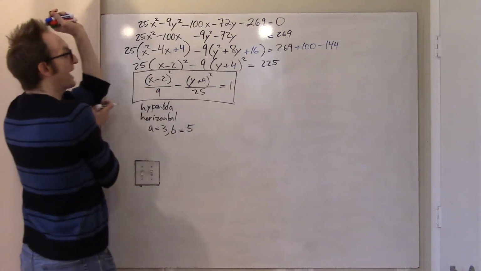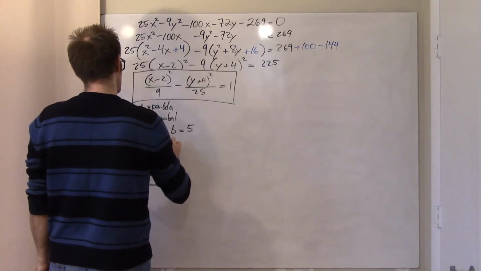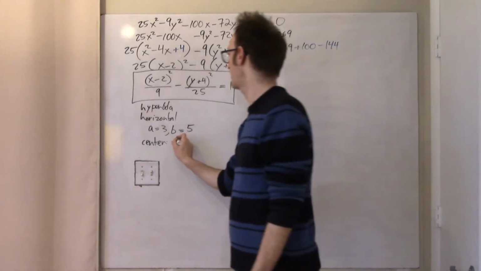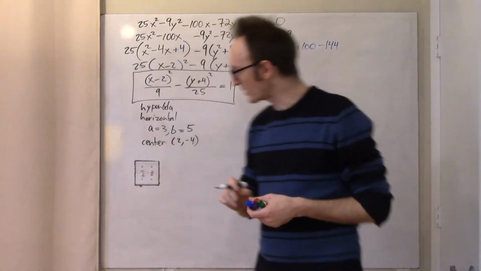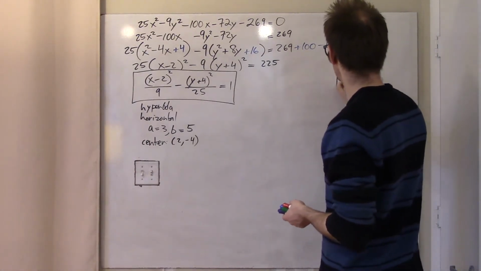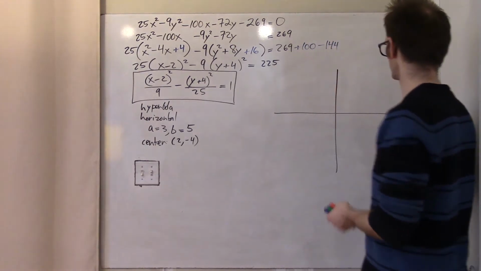Okay, and the other thing that we see is that the center of this hyperbola is not at the origin, but is in fact at the point (2, -4). Alright, so we have a horizontal hyperbola, center at (2, -4). Let's make a picture of this right now.